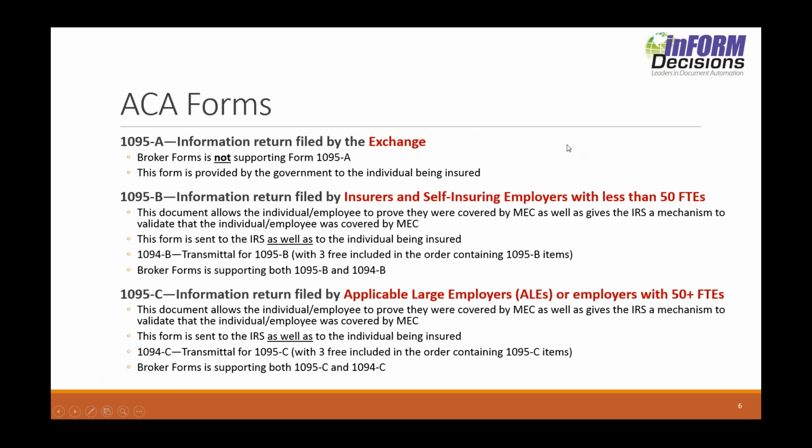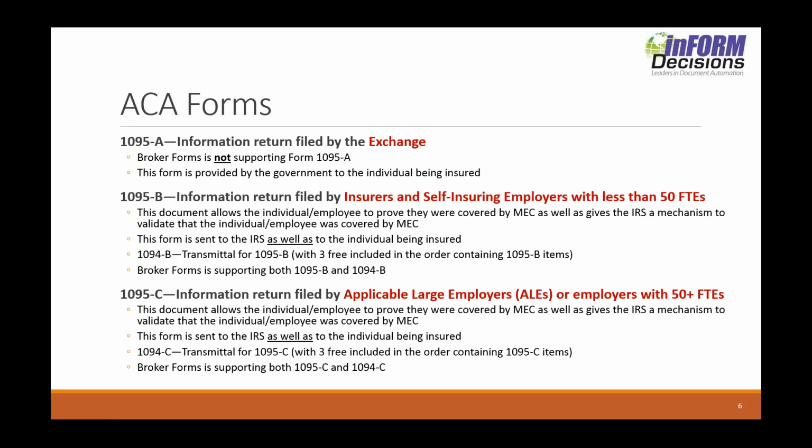Now, moving on to the ACA forms themselves. There are going to be several options in terms of determining what forms you may need to file and who you may need to file them to, whether it be the IRS or the recipient, depending on your status. The 1095A is an information return filed by the exchange. You won't see much of this unless you are the exchange. We are not supporting this form, but the form is provided by the government to the individual being insured. So you won't see that form. That is not a very common one.